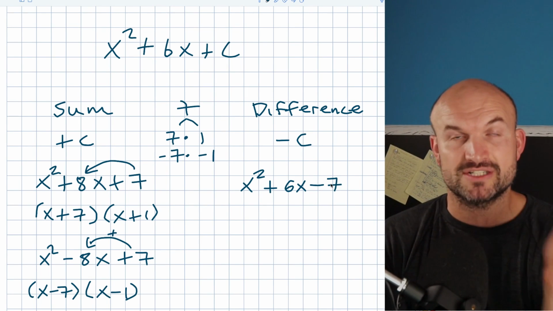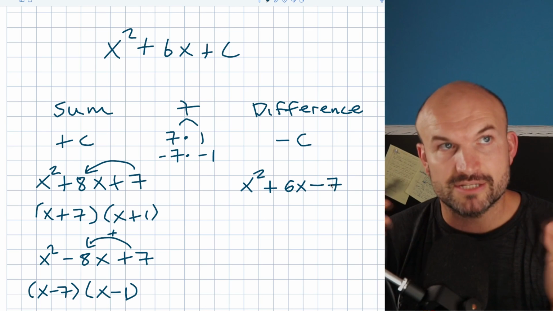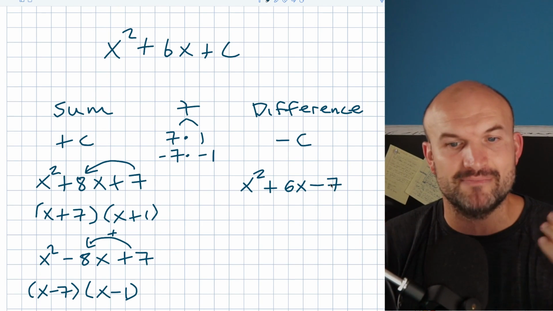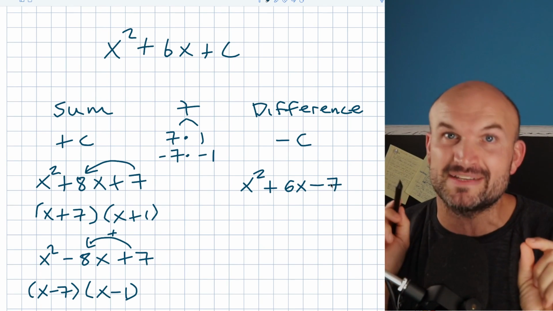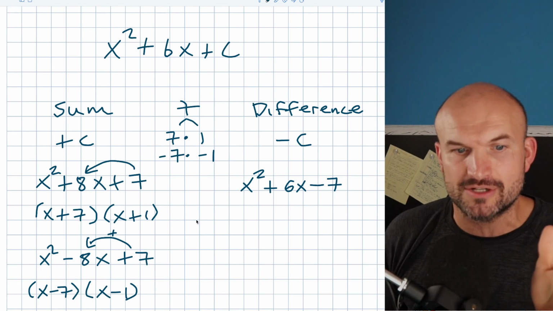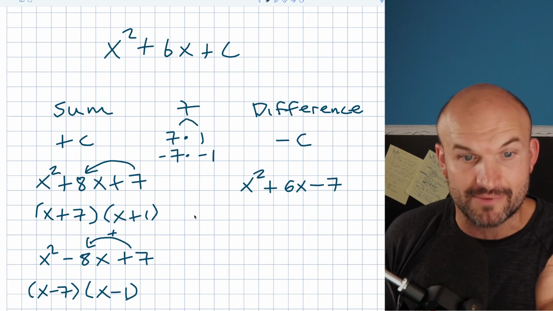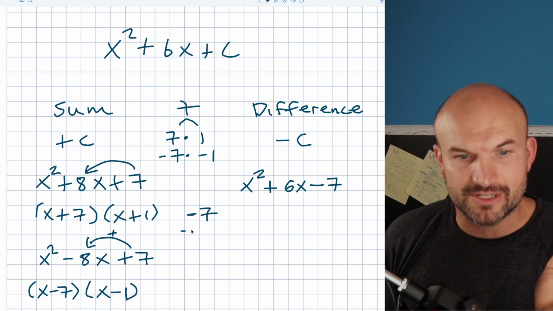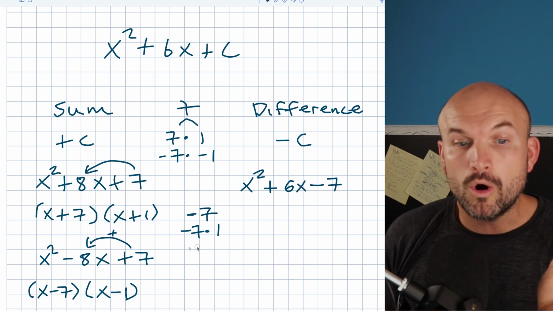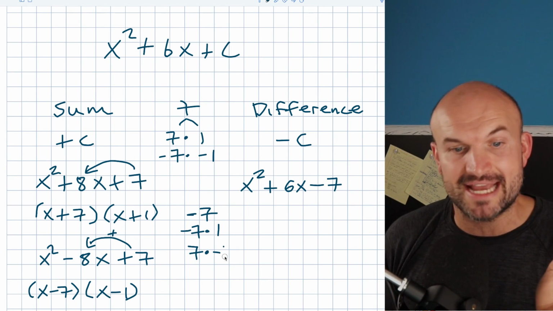All right, I see this last number, and immediately what I'm thinking to myself is, I'm subtracting my factors. So my factors of 7 are 7 and 1. So I have to subtract them. Obviously, 7 and 1 give me a difference of 6, but I have to subtract them to get a positive 6. Now let's look at our options. I could do a negative 7 times 1, or I could do a positive 7 times a negative 1.